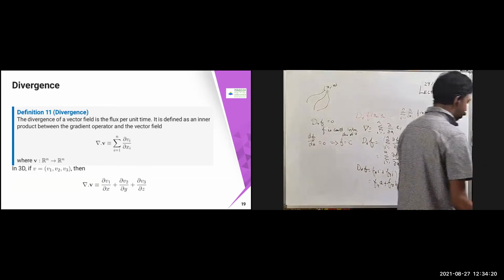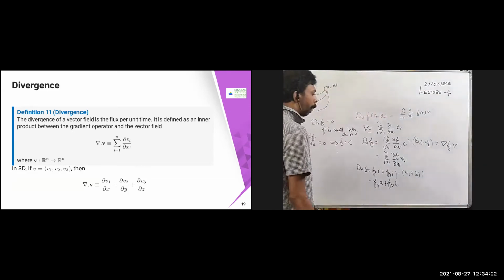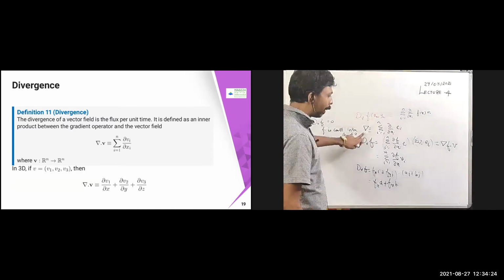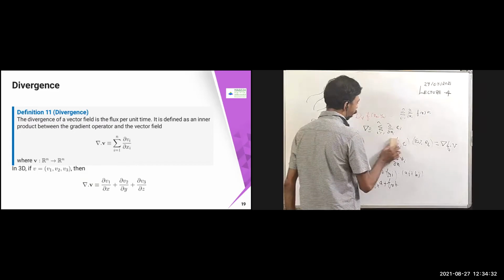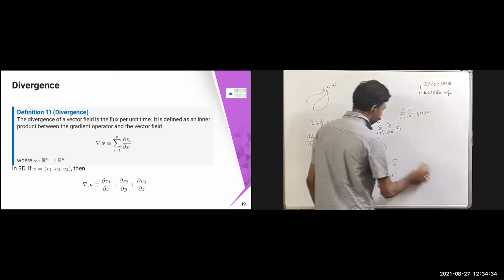Okay, so next one, this operator I'm going to keep as it is. Now I'm going to define something called divergence. I have defined a gradient now. Now what I'm going to define is the gradient of a function I have defined. So it is a vector, right?